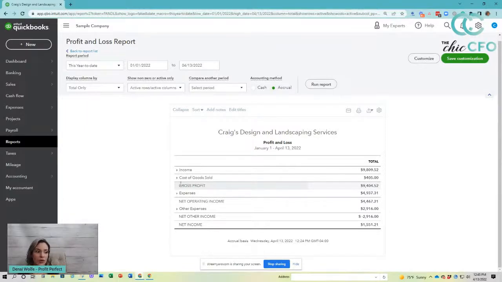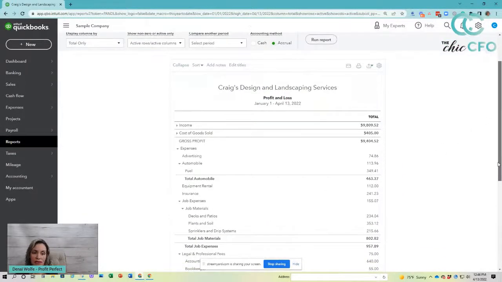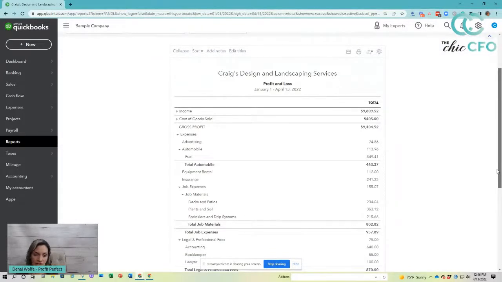So in this example, right, we can see that our profit was $1,551.21. That was the profit that this company had in this time period, right? And you can see this report was pulled from January 1st through April 13th. So that's the only profit that this company has had over those couple of months. And when we click into these, we're able to see what those expenses were. So you can see we had an advertising expense, an auto expense, equipment rental expense, insurance expense, right?